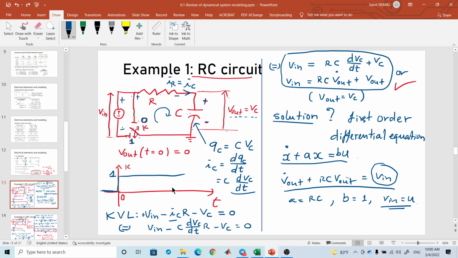So to derive this equation, just use Kirchhoff's voltage law and apply the definition relationship between current and charge, and then current and voltage, and put it in Kirchhoff's voltage law. Here, you automatically have a differential equation to describe it. Look at here, the differential equation is just the form of h dot plus a h equals b u.